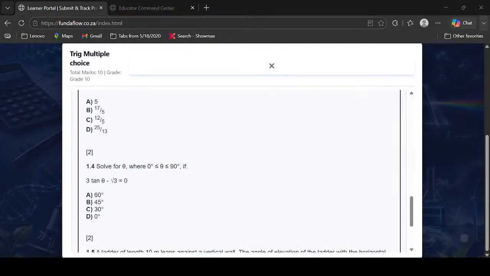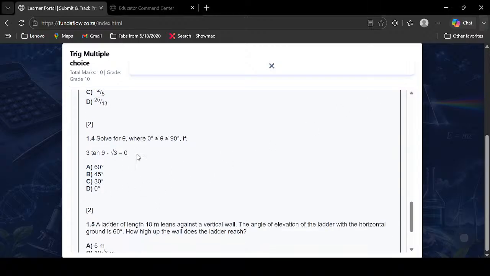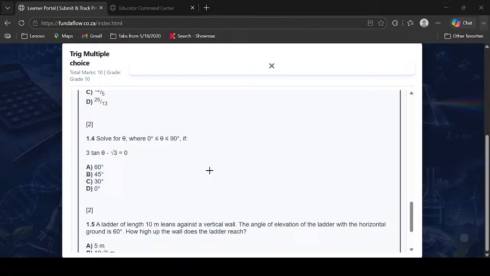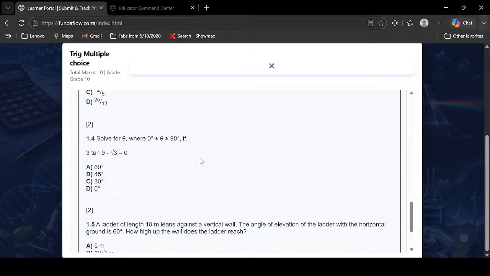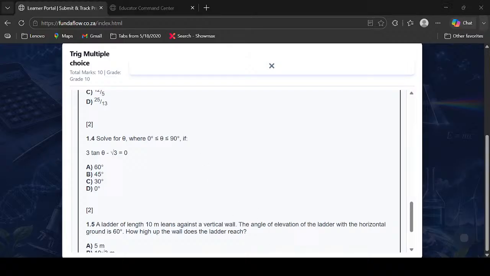Okay, so our 1.4 says we should solve for theta. They're being specific here. You can use your calculator. Solve for theta where theta is greater or equal to 0 but less than or equal to 90, in the first quadrant. So if 3 tan of theta minus the square root of 3 is equal to 0.